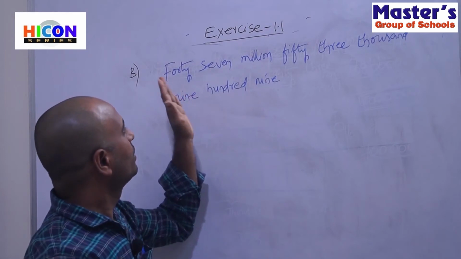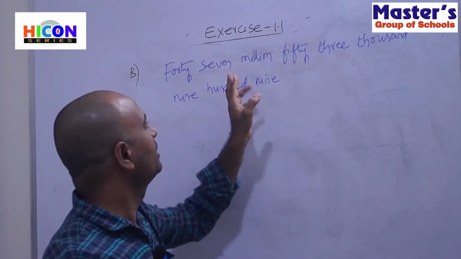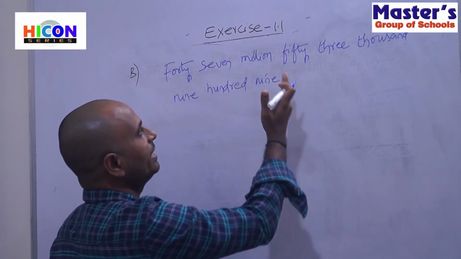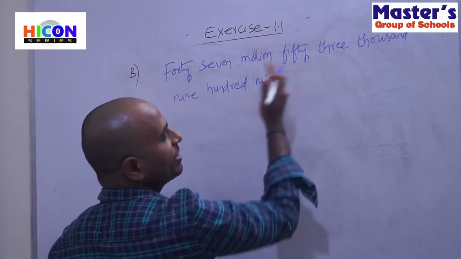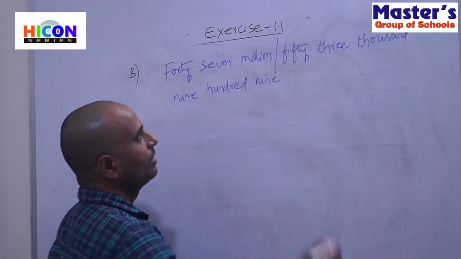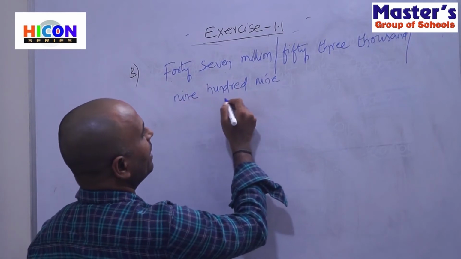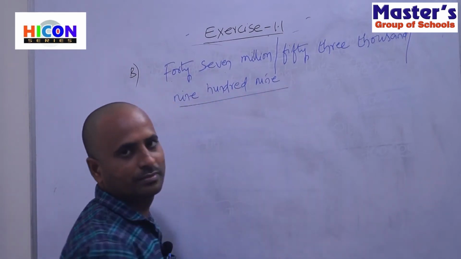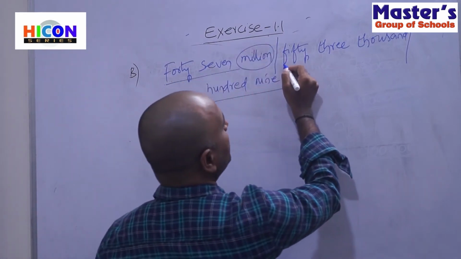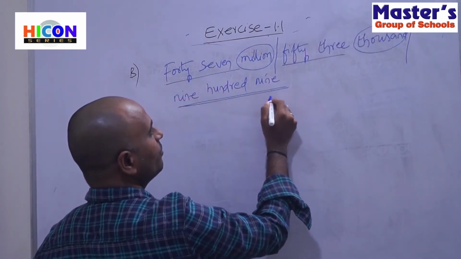So we have to divide the given number name into periods, just like in Indian system of numeration. In this also we divide into millions period, thousands period, ones period. So 47 million is millions period, 53,000 is thousands period, 909 is ones period. 47, this is millions period. 53, this is thousands period. 909, this is ones period.